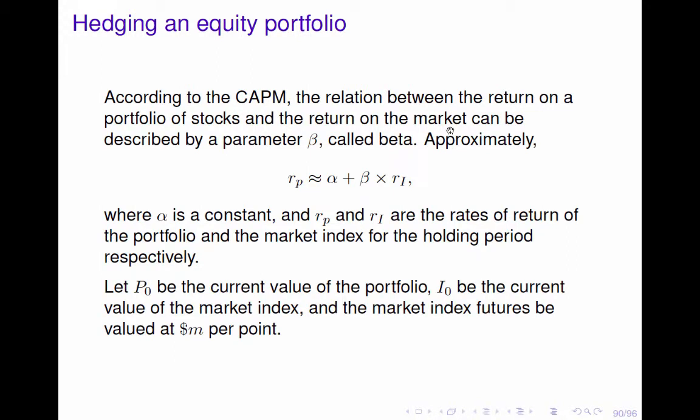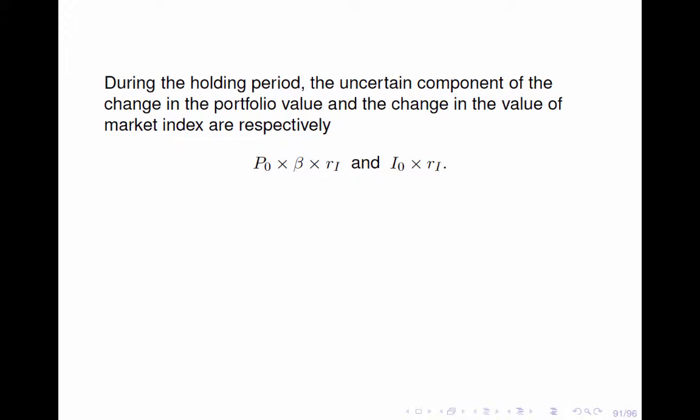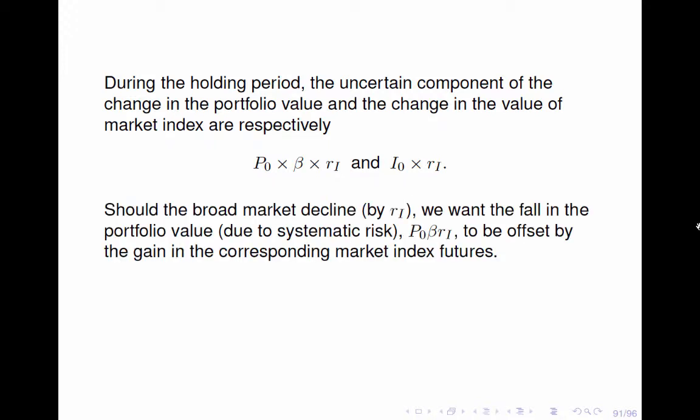Let P0 be the current value of the portfolio, I0 be the current value of the market index, and the market index futures be valued at $M per point. During the holding period, the uncertain component of the change in the portfolio value and the change in the value of the market index are respectively P0 times beta times Ri and I0 times Ri. In the case when the broad market declined by Ri, the portfolio value will decrease by P0 times beta times Ri correspondingly. This is the so-called systematic risk of the portfolio, which could not be reduced by the portfolio diversification.